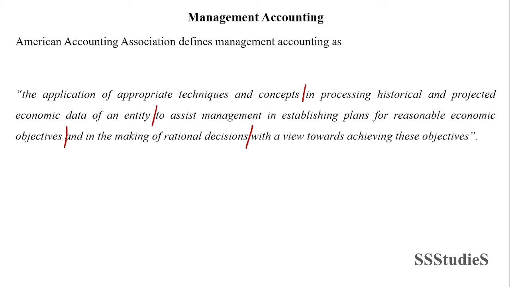Let us look into this definition part by part and try and bring out the meaning and essence of management accounting. Now, management accounting is the application of appropriate techniques and concepts. So, there are certain techniques and concepts which are to be used in management accounting, and these are used so as to process. Processing here means to bring out relevant information from the historical and projected economic data of an organization. So whatever data is available within the organization.